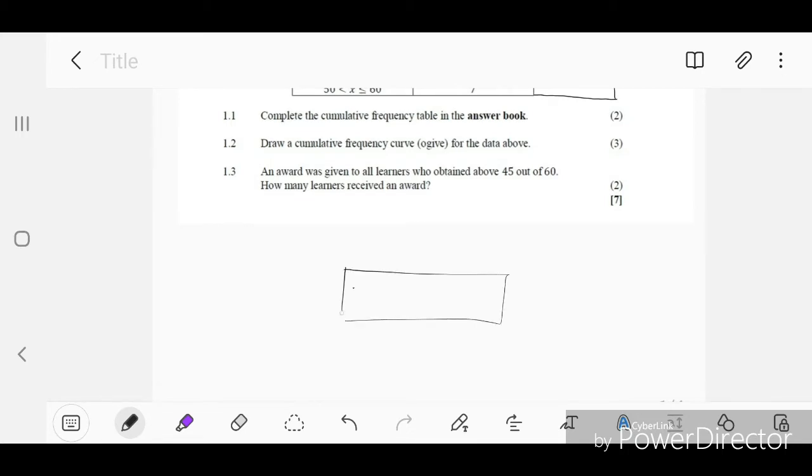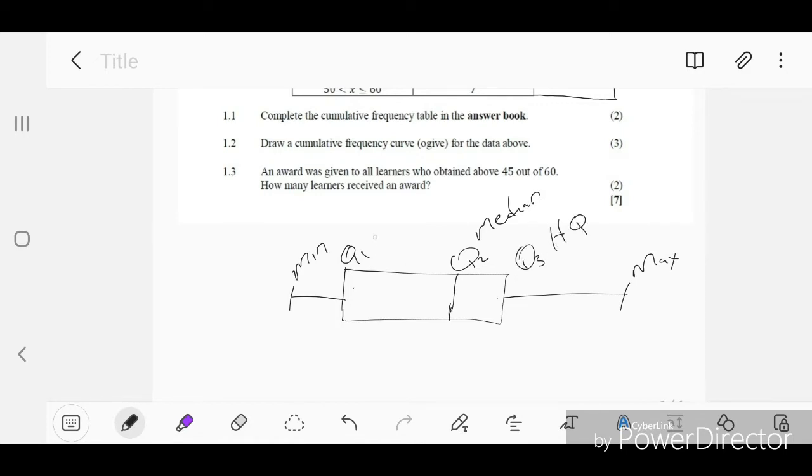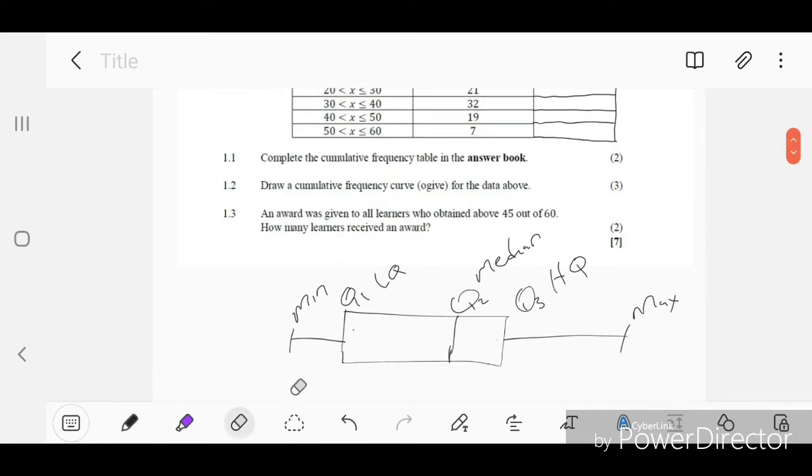if you have a box and whisker diagram like this, the number here is called a minimum number. This one is called a maximum number. These are 5 number summaries. Let's say this is a median, and this is first quartile, is Q1. This is Q2, the median, and this is Q3. It's a higher quartile. This one is a lower quartile. So you need to know that in a box and whisker diagram.